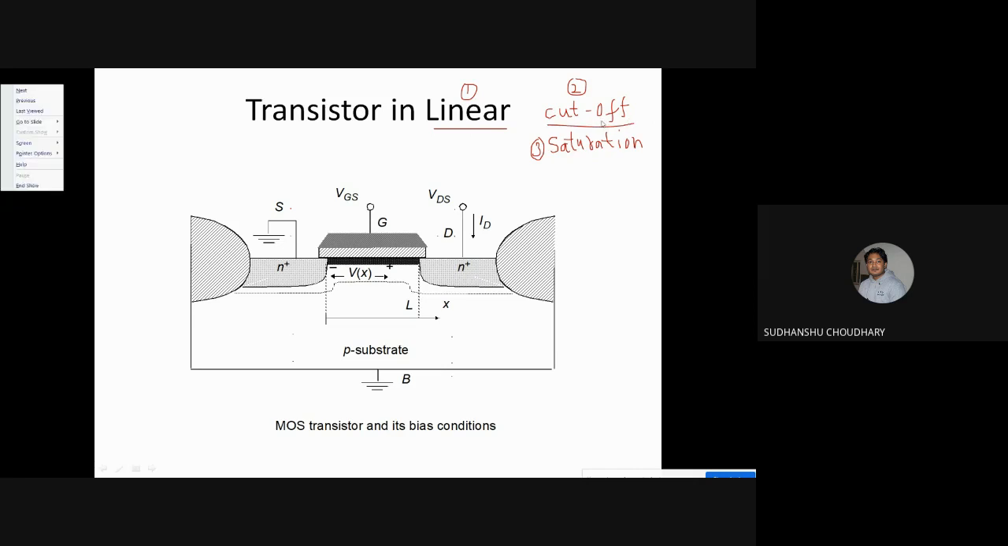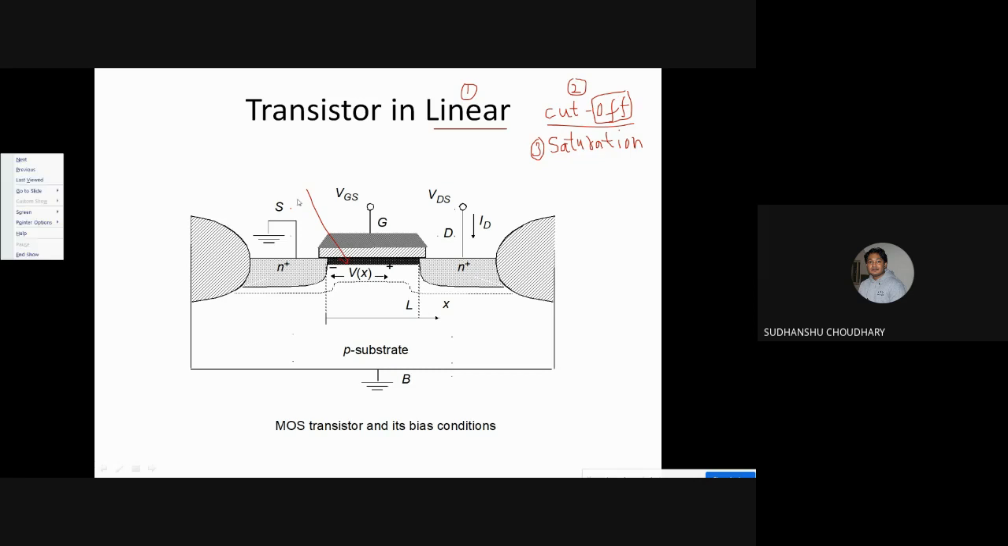Cutoff region here means you don't have any channel. So there is no channel, and that is actually cutoff. So there can be no conduction between drain and source. That means the device is off. In cutoff, we say that the device is off.